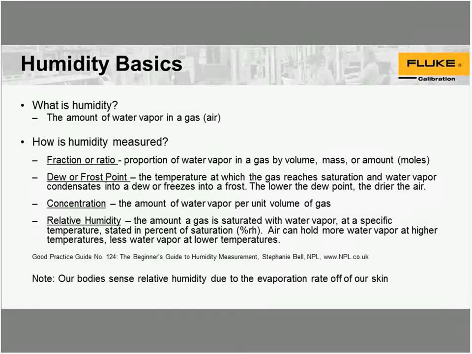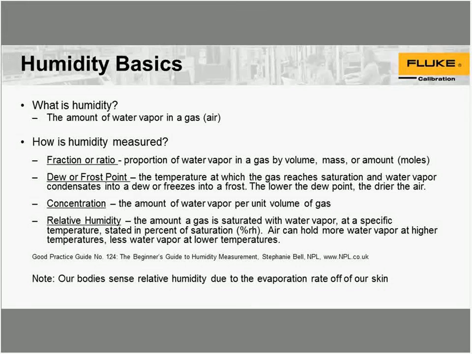First of all, it can be a fraction or a ratio. It's a proportion of water vapor in a gas volume. So it'll be a percentage or a part per million, describing how many parts of the system are water vapor and how many parts are the other gas. So then there's dew or frost point, where we measure the temperature at which the water vapor comes out of the gas and begins forming a dew or condensation.